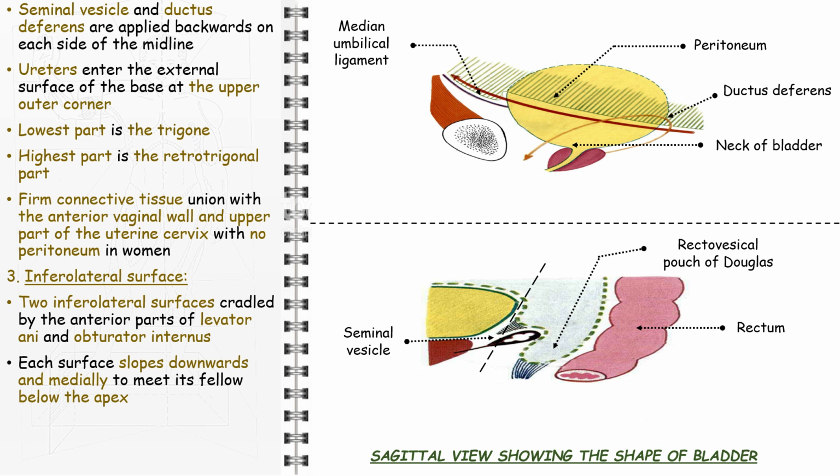Forwards, they are covered by the prevesical fascia doubled by the umbilical fascia that continues downwards into the false capsule of the prostate in men and into the superior fascia of the urogenital diaphragm in women.